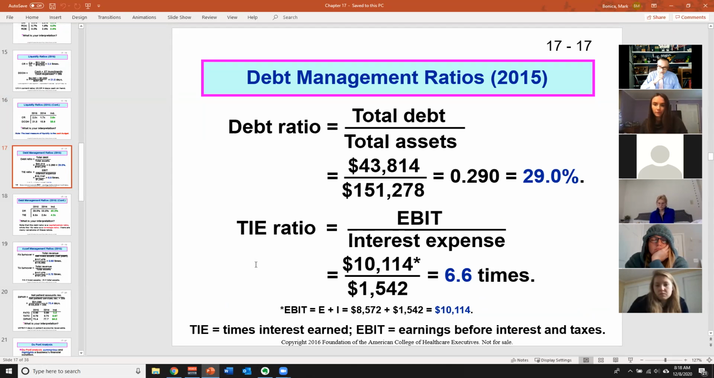So times interest earned tells you a bit about the fragility of the organization. How sensitive is this organization going to be to changes in its earnings? Because if this ratio is low, then a bad year might make this organization go into bankruptcy. Because if you can't pay your interest payments, you wind up going into bankruptcy.